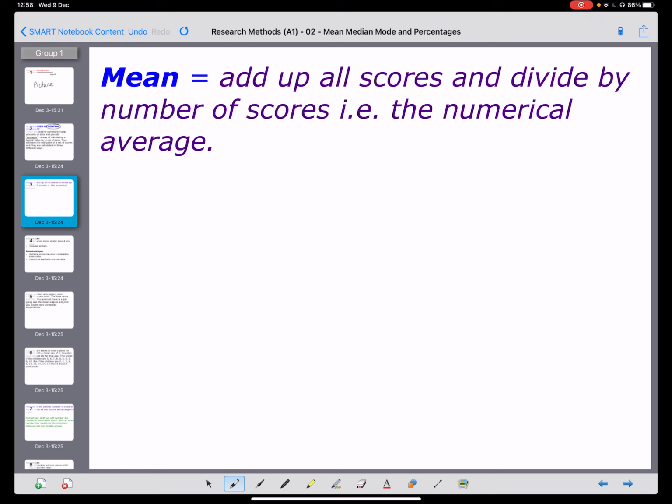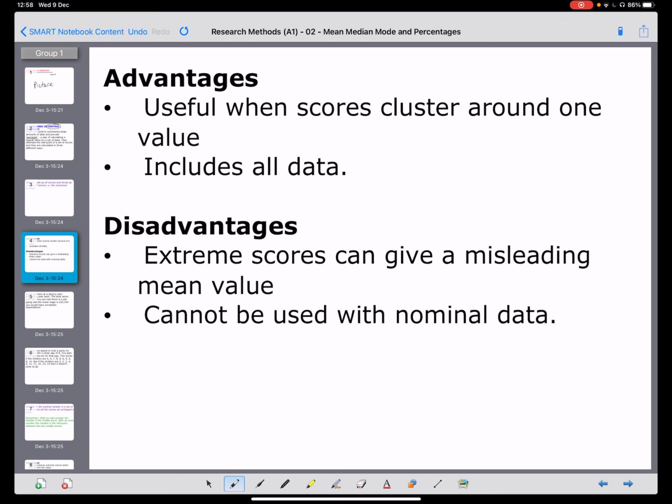Now, I think you all understand what the numerical mean is. It's simply adding up all the scores and dividing by the number of scores. Simple, not meant to be difficult. All I would say is for your psychology exams, if you have a calculator, it certainly makes this a lot easier. But in terms of research methods, we are interested in how we would use the mean and what the advantages and disadvantages are. Most of us know that the mean can be very useful if we have scores that are clustered together.